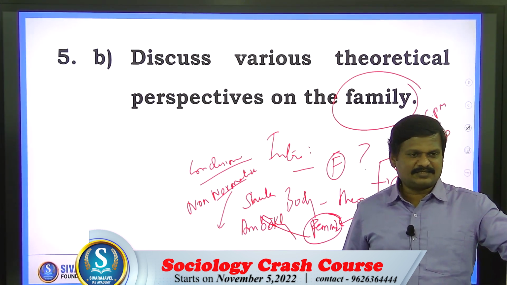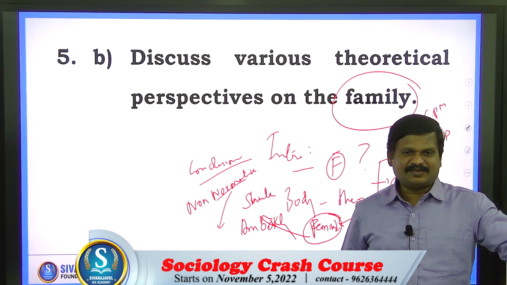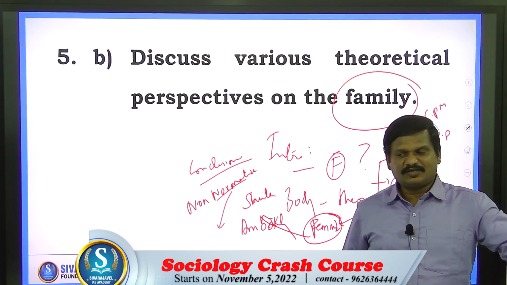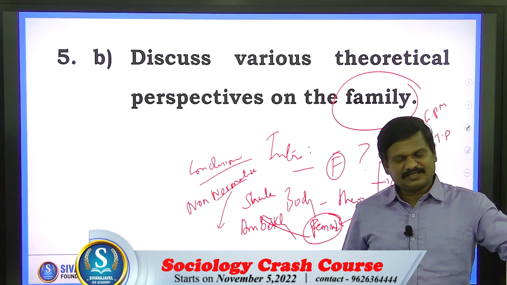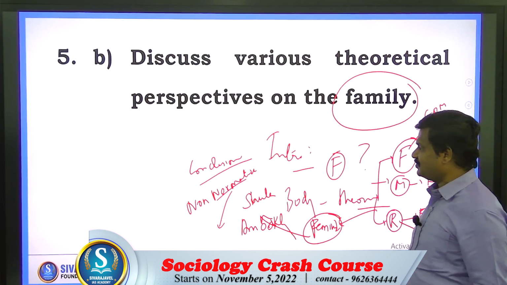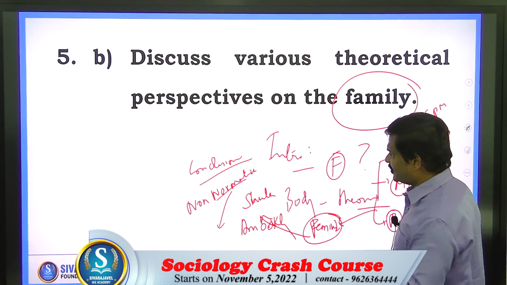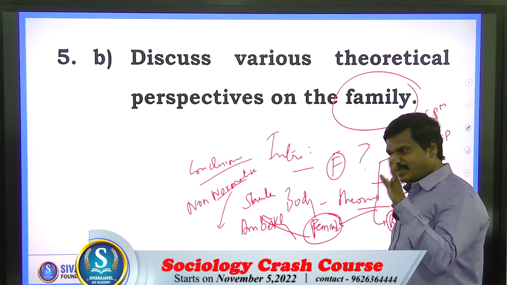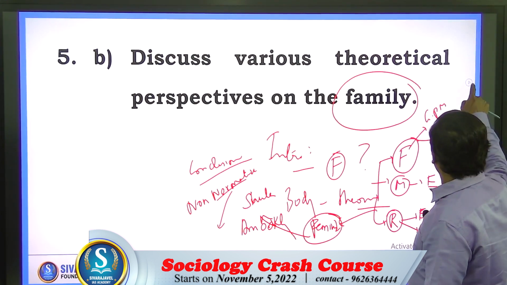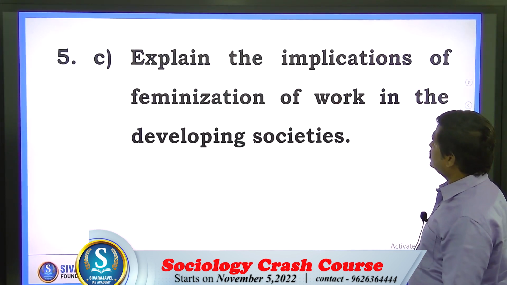As Parsons says, there are two roles which cannot be done by any institution other than family. He uses the term irreducible functions of family: primary socialization and adult personality stabilization. Without family, these two functions can never be performed by any other institution. So, this can be the point for this question.